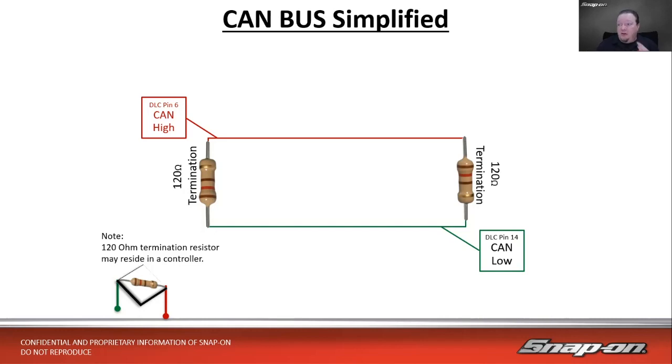So it should be about 60 ohms when everything's working. If you get 120 ohms, you've got a problem. It's going to be kind of an open or a short. So the nice thing about CAN bus, though, is it's a modular network.